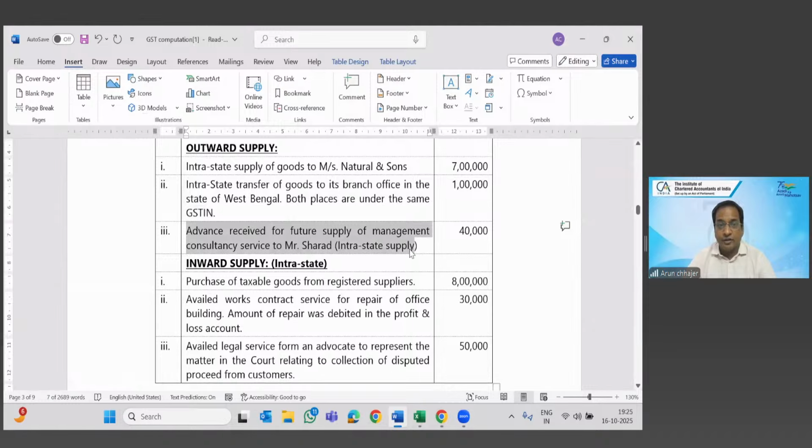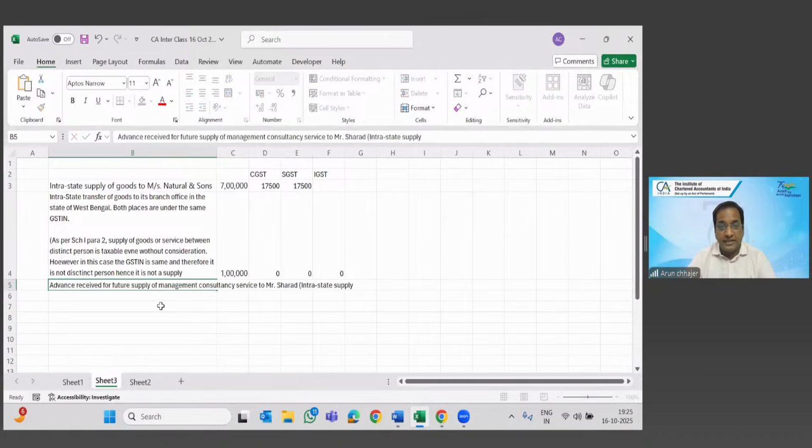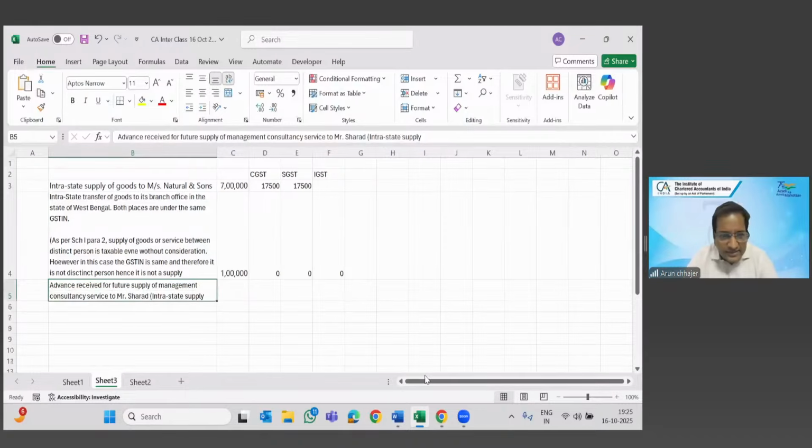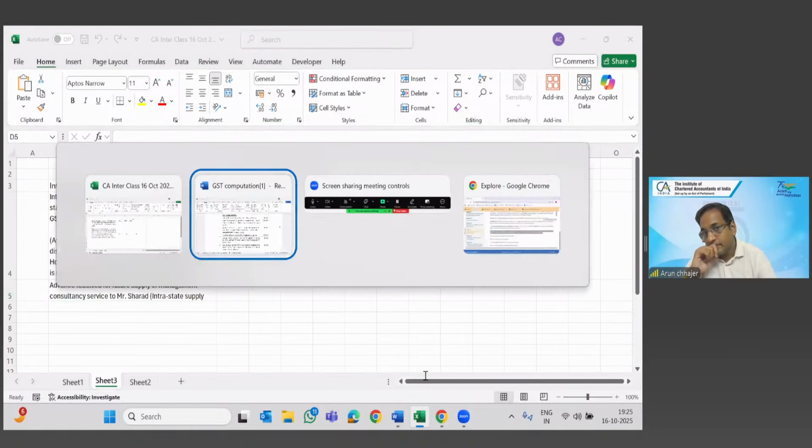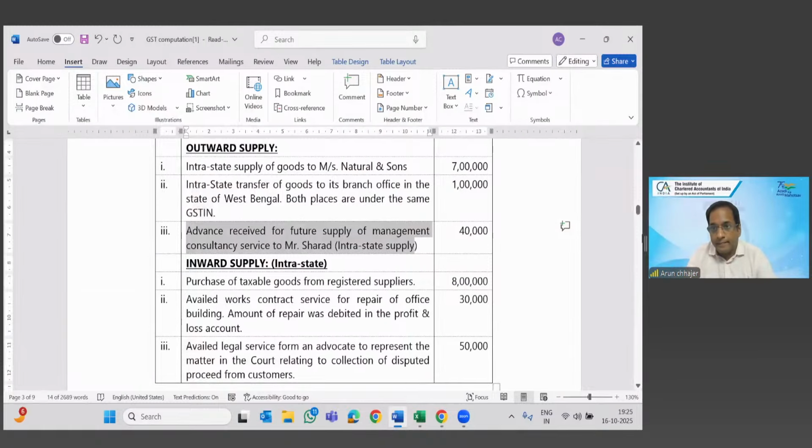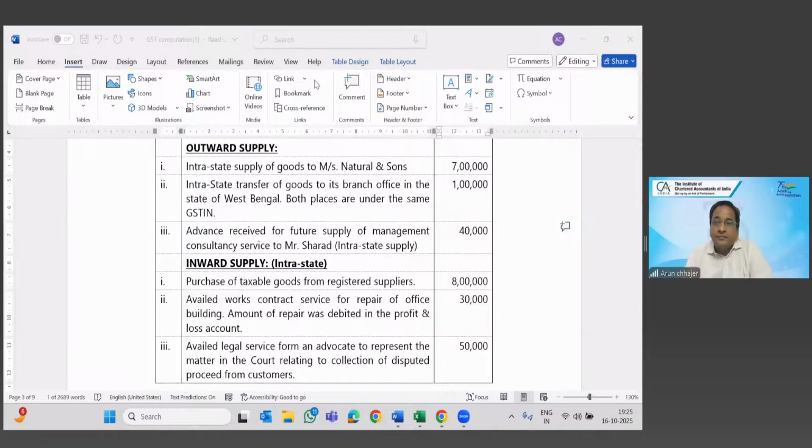Advance received for further supply of consultancy services. Will it be taxable or not? But advance पर GST तो था ही नहीं. Advance has been relaxed from GST. Is it not true? There is no GST on advance. Absolutely correct. Service is the key here.